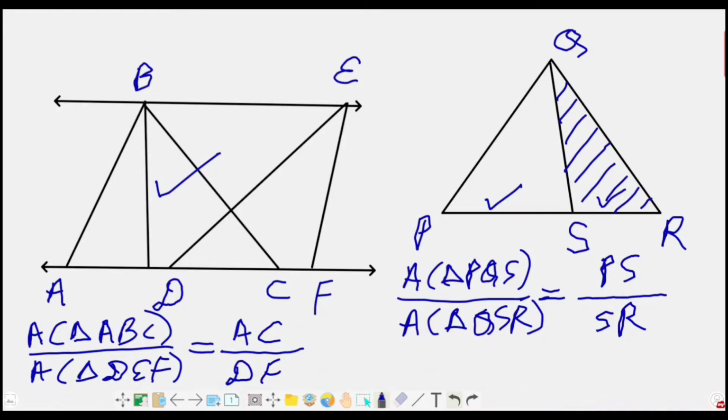When I take the ratio of triangle PQR and triangle PQS, then for PQR the base is PR, and for PQS the base is PS. Then my ratio will be PR by PS. In the same way, if I take the shaded one with the full one, then the area of triangle PQR upon the area of triangle SQR will be equal to PR by SR. So you have to keep this in mind.